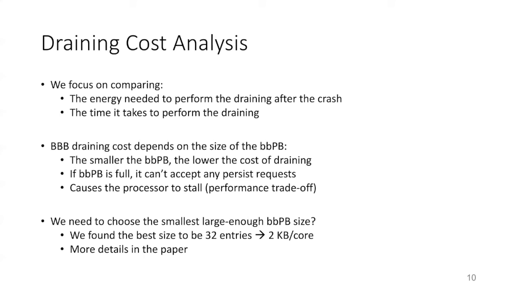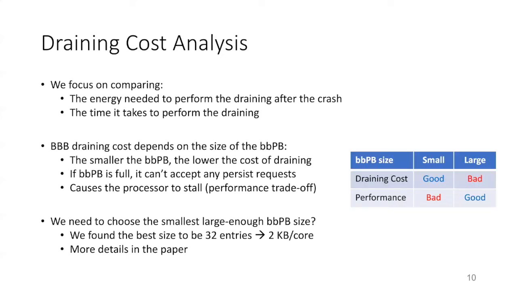However, if the buffers are full, then they cannot accept any more persist requests, which can cause the processor to stall and thus performance degradation. Therefore, there is a trade-off between the performance and the energy for draining, as shown in the table here. Therefore, it is important to choose the smallest yet large enough persist buffer size. In our evaluation over the workloads that we have investigated, we found that the best size is 32 entries per core. And since each entry has one cache block worth of data, this will be about 2 kilobytes of data to be drained per core. And we have more details about choosing the best persist buffer size in the paper.